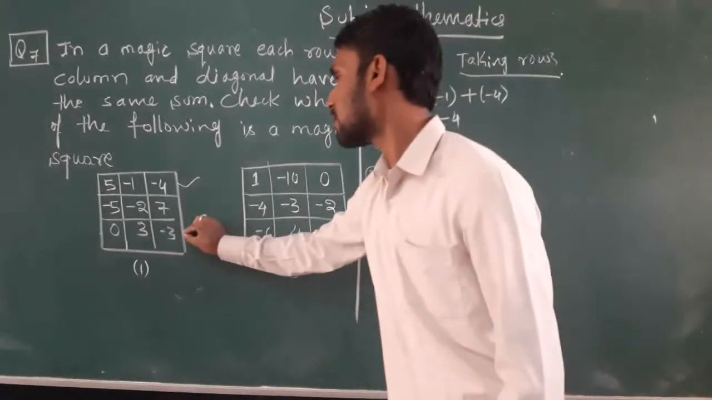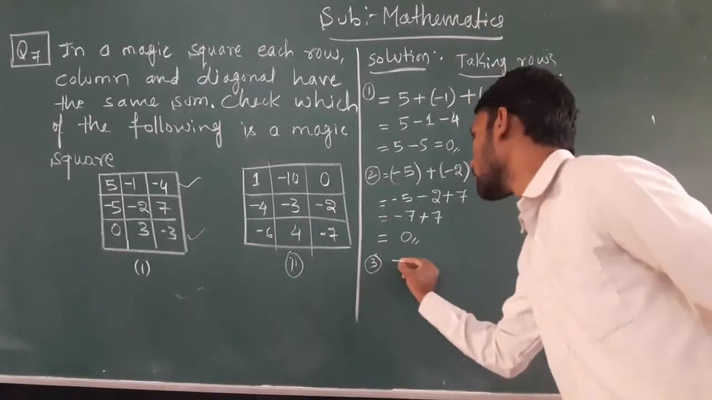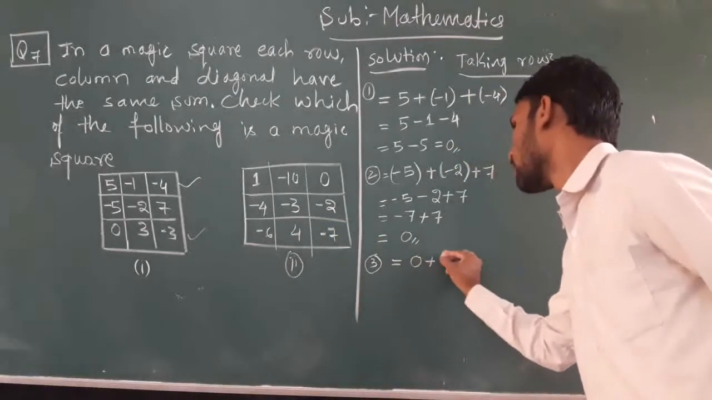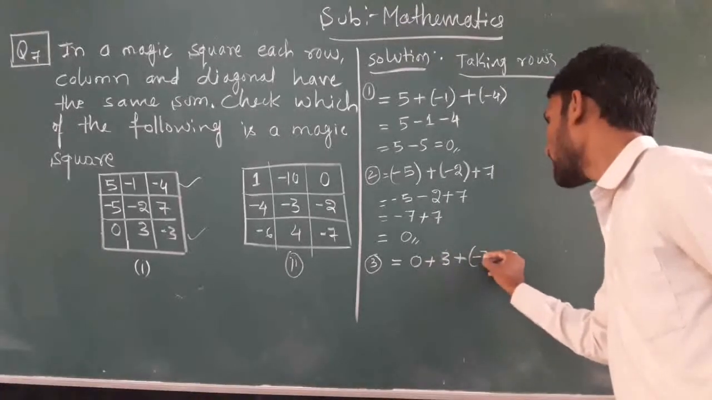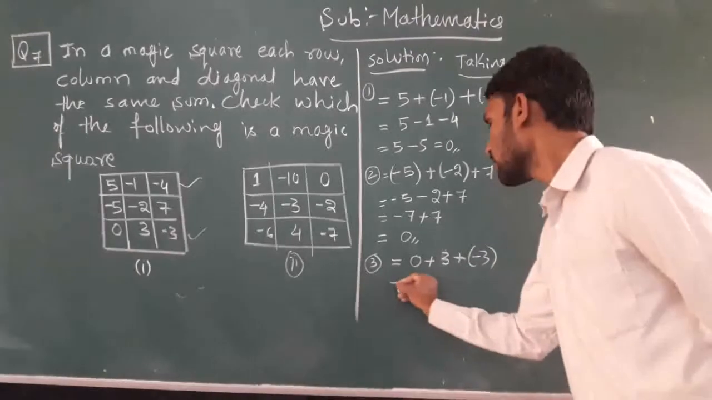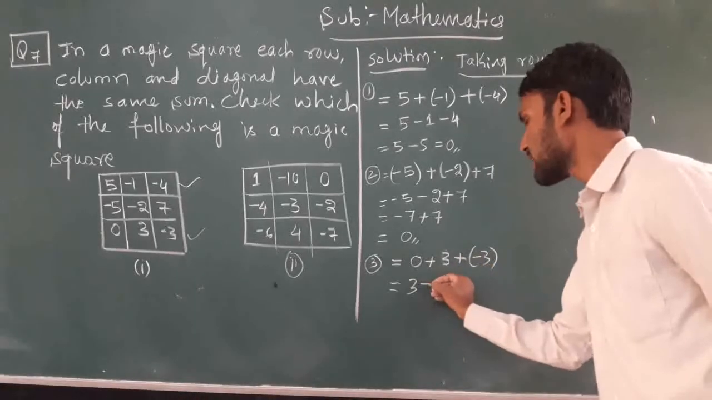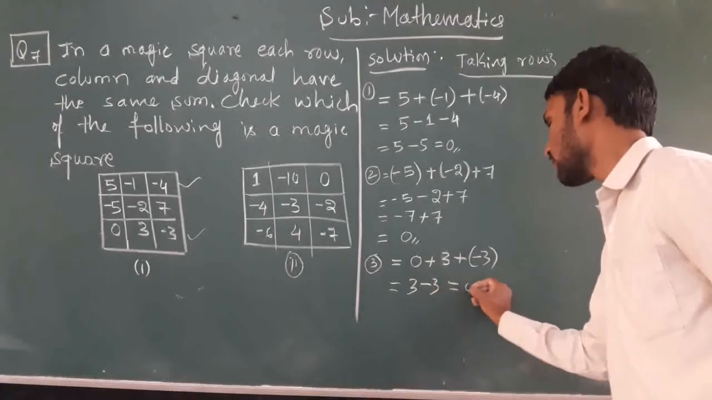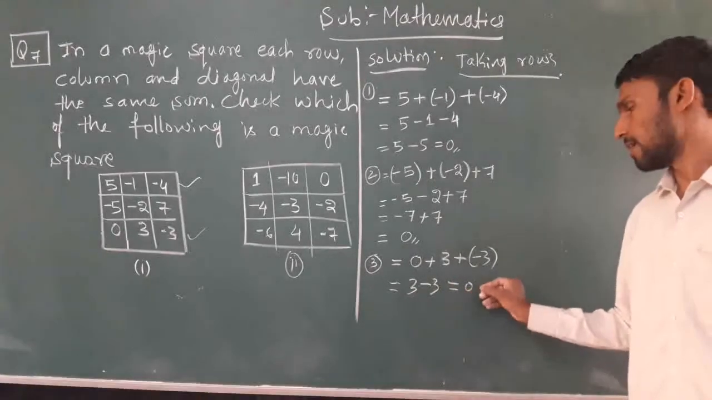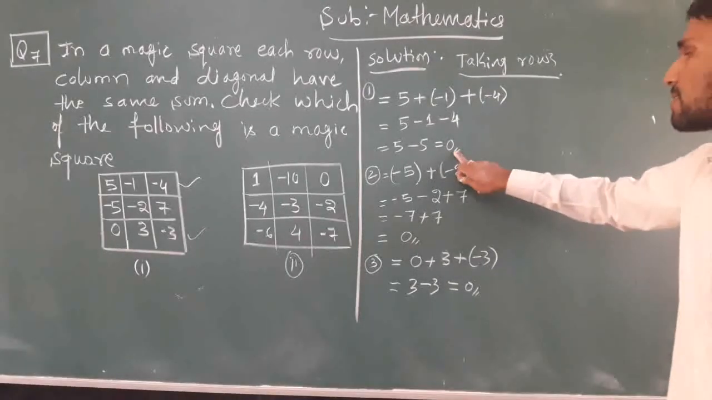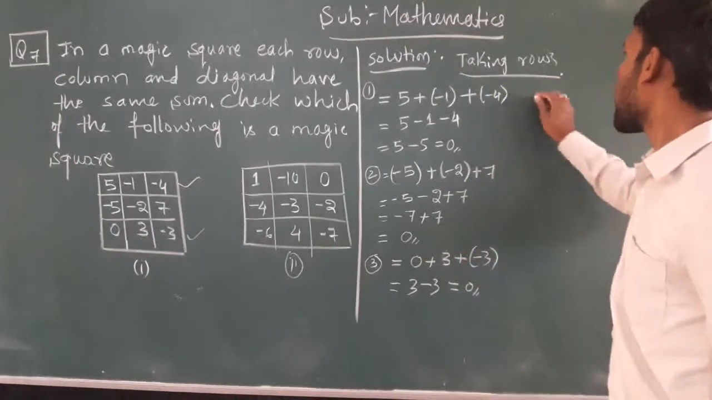Next I am taking here the third row. See, third row I am taking here: 3 plus 3 plus minus 3. When we add, the answer is 0. When we do subtraction, 3 minus 3, we are getting 0. In the rows we are getting 0, and second row also 0, third row also 0.